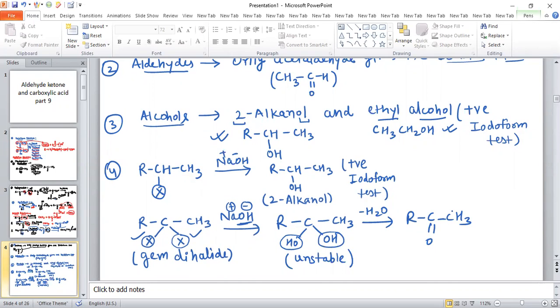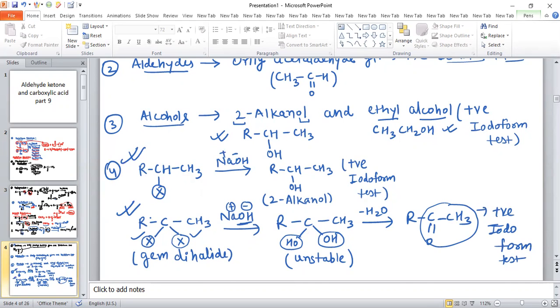And we know this methyl ketone gives a positive iodoform test. So the positive iodoform test is given by this compound and also by this compound.